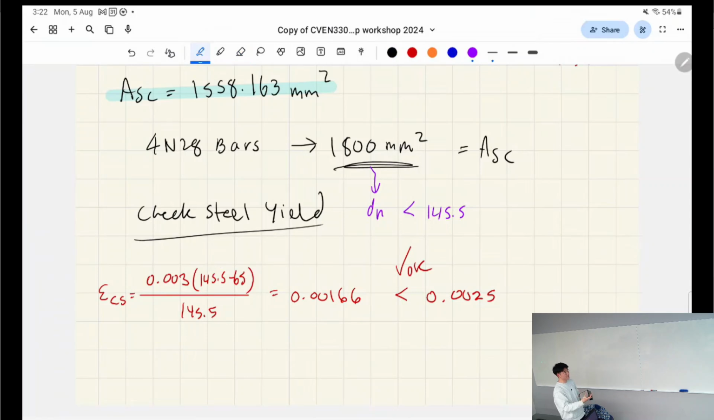But if this satisfies it, then the depth of the neutral axis, which is less than this, should satisfy it, basically, right? Okay, so that was one question done.